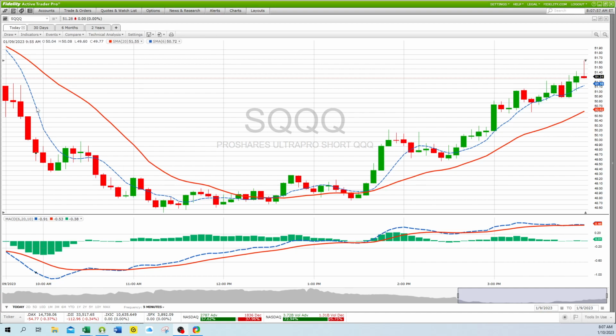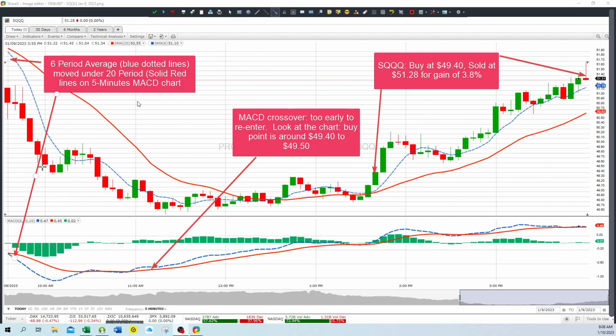This is the chart of the SQQQ that we saw yesterday as it progressed, and we started out here. And so I've kind of identified... We use the MACD 5-minute chart. The fast period, which is the blue dotted line here, is the 6-period average, and the red solid line is the 20-period moving average. And you can see it started out up here.